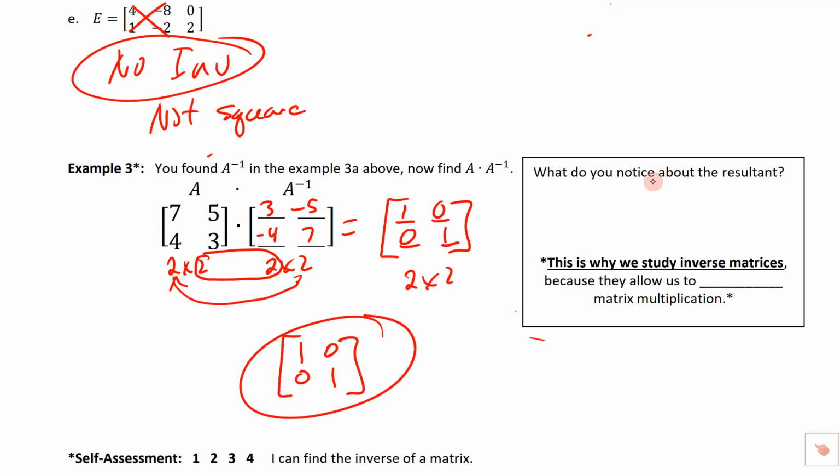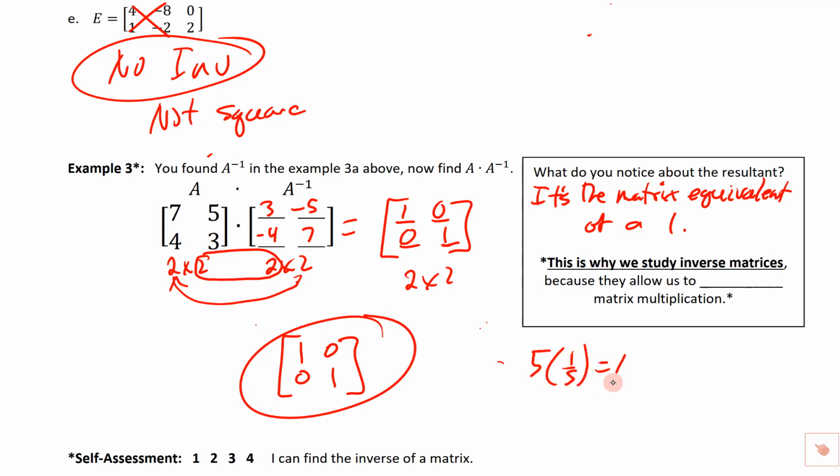So do you notice anything about the resultant? It's the identity. So let's just write down that it's the matrix equivalent of a 1. So when we multiply the two of these together, this would be like multiplying by A, and this would be like multiplying by the inverse of A. That's literally what we're talking about. It's kind of like the warm-up question where we had 5 times 1/5, and we end up with 1.